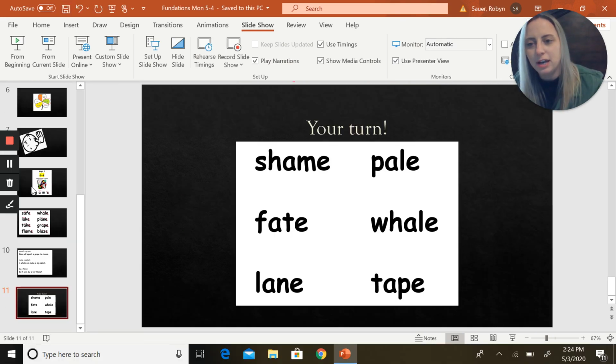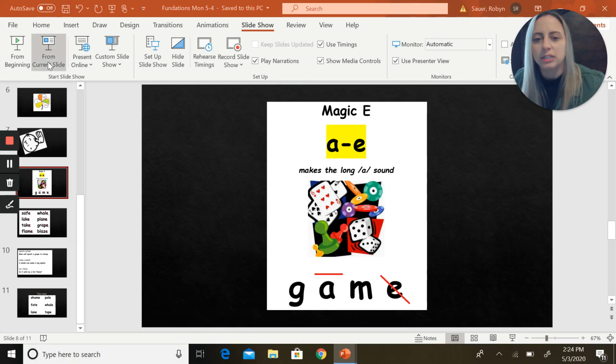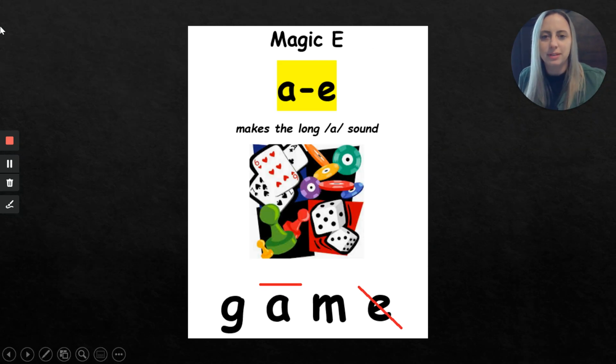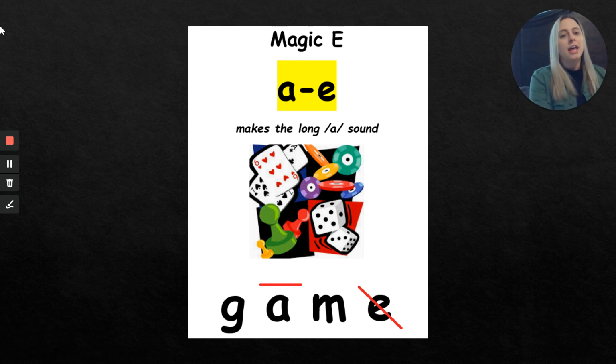And before I go, remember what we learned today. Magic E. In A-E, A makes the long A sound, but we don't hear the E at the end at all. E's job is just to tell the first vowel what to do.